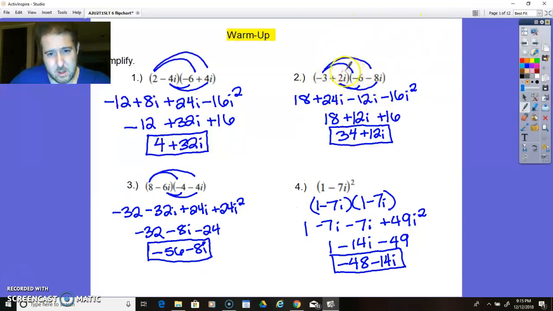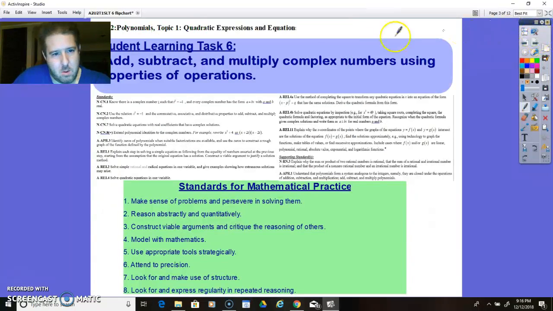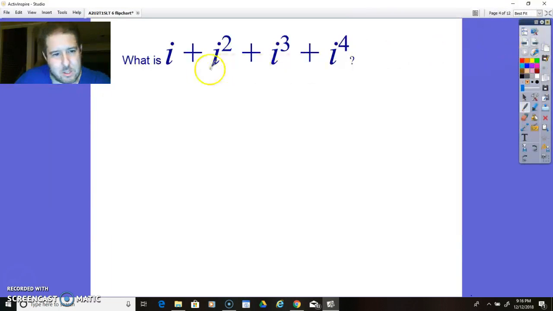So things that came first in their parentheses, and then things that are on the outside, things that are on the inside, and things that come last. I'll do more examples later on, as you will see. So we are, once again, adding, subtracting, and multiplying complex numbers and using the properties of operations.